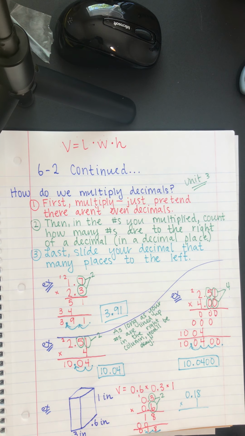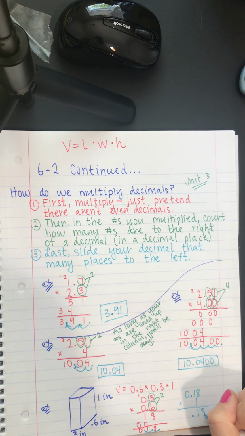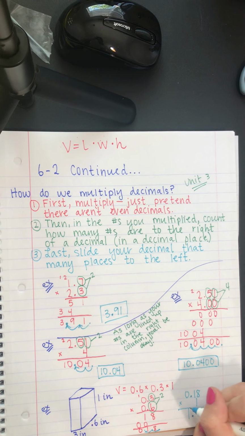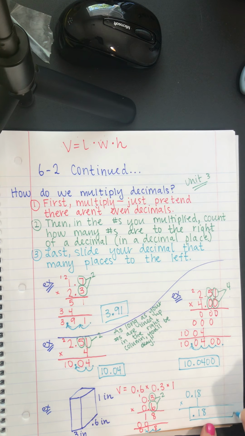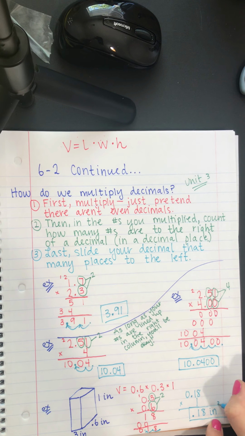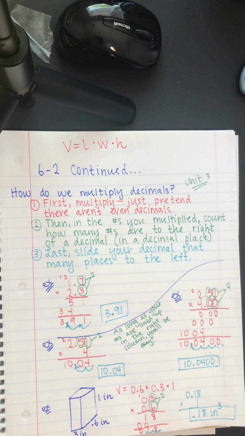So I don't need to go through and do the math on that. I know that anything times 1 is just itself. So 0.18 is my final answer here. And don't forget I need to label it. I do have a unit. I have inches. And it is cubed. So that is as simple as that. It looks like a lesson in volume of prisms, but it's really just reviewing those decimals and multiplication and then applying it to the prisms.